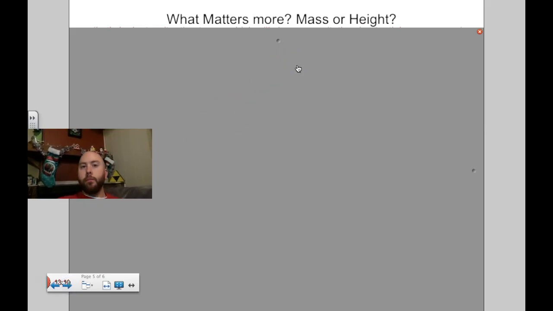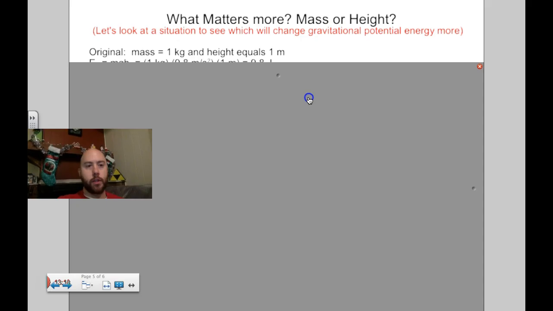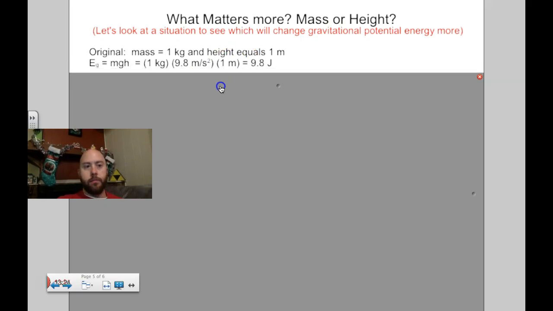But much like what matters more, mass or velocity, what matters more here, mass or height? Well, again, let's look at some situations. Originally, we'll say our mass is 1 kilogram and our height is 1 meter. So, gravitational potential energy is mass times gravity times height. 1 kilogram times 9.8 meters per second squared times 1 meter is 9.8 joules.